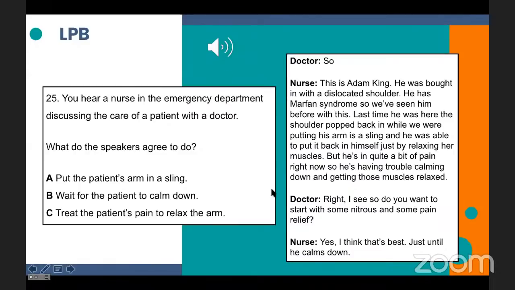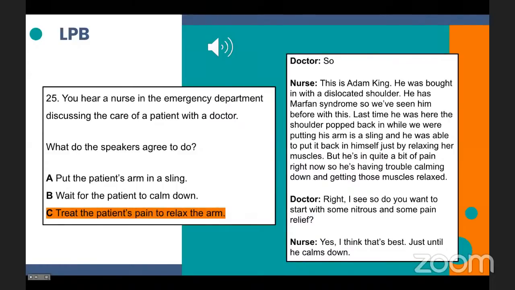Okay, so there's lots of mention about calming down, but here the doctor says, we'll start with some nitrous and some pain relief. And she says, yes, I think that's best. That's what they agree to do. So the answer there is C. Treat the patient's pain to relax the arm is what they agree to do.